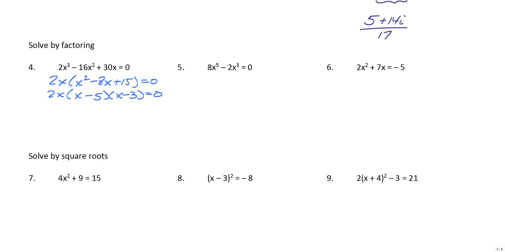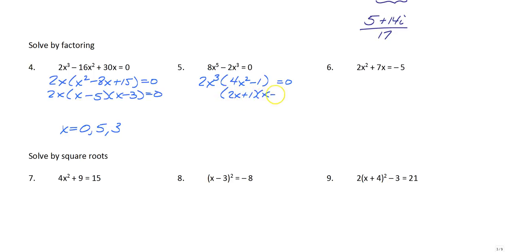Now once everything is completely factored, you set each thing equal to 0. And you end up with x equals 0, positive 5, and a positive 3. Okay? Now the next example, we would start by factoring out a 2x cubed, leaving us with a 4x squared minus 1. That's equal to 0. But this is the difference of two squares, so we can take that a step further.